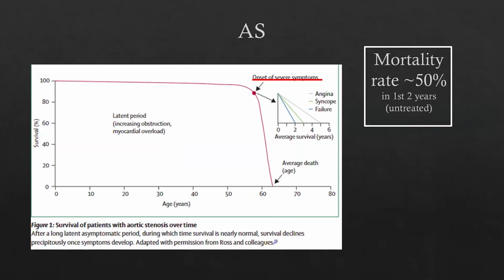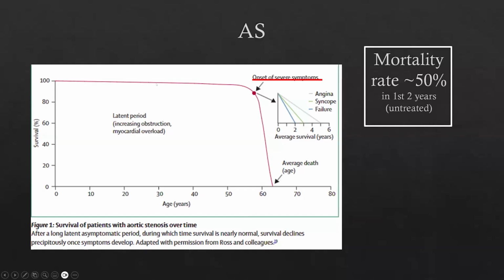It's 50%. 50% of people die in the first 2 years if untreated after the onset of severe symptoms occurs. So this is showing survival, this red line, and once severe symptoms begin, such as angina, syncope, or heart failure, if untreated at that point, the average mortality is 50% in 2 years. You can think of that mortality rate in comparison to most cancers that we see, and this is basically a death sentence without treatment.